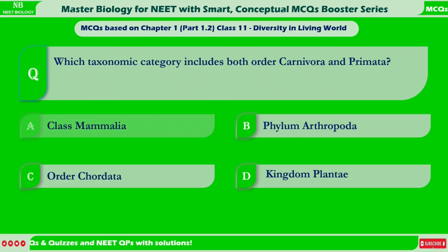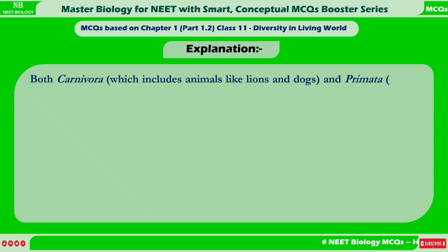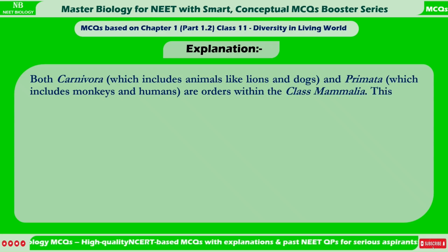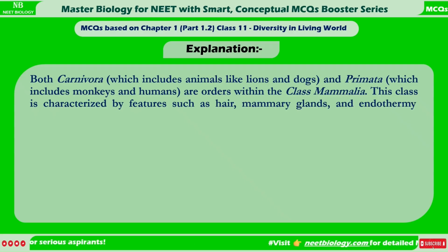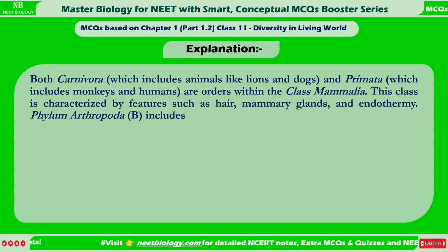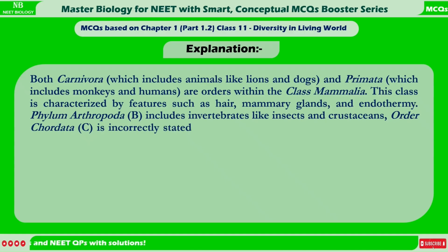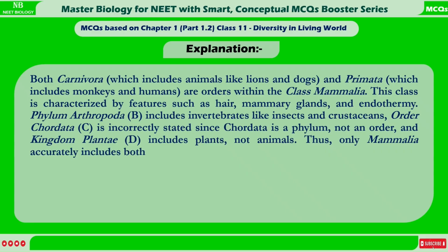Correct answer is A. Class Mammalia. Explanation: both Carnivora, which includes animals like lions and dogs, and Primata, which includes monkeys and humans, are orders within the class Mammalia. This class is characterized by features such as hair, mammary glands, and endothermy. Phylum Arthropoda, B, includes invertebrates like insects and crustaceans. Order Chordata, C, is incorrectly stated since Chordata is a phylum, not an order. And Kingdom Plantae, D, includes plants, not animals. Thus, only Mammalia accurately includes both orders.